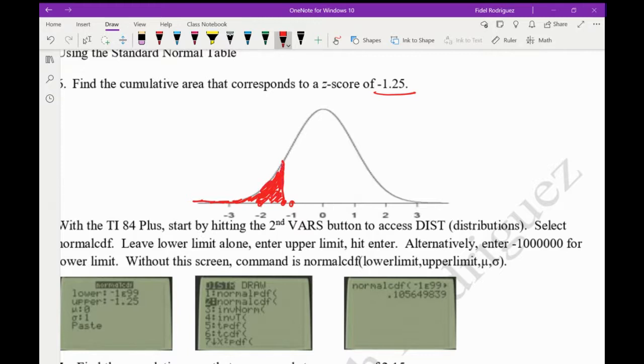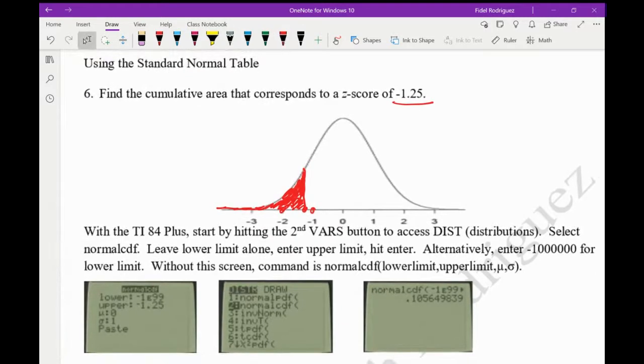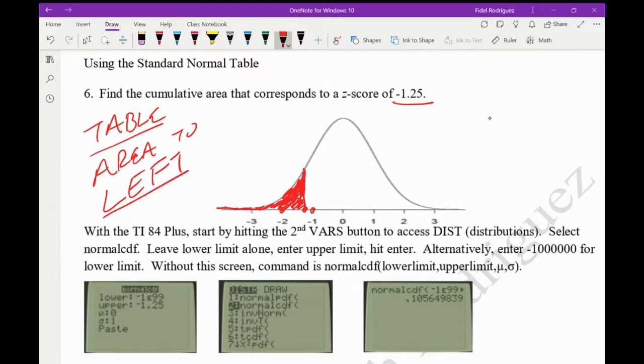And so there's two ways that I can do this. The first way is by using a table, okay? The one thing I want to make sure that we understand is that when I use the table, it's always going to tell me the area to the left. It's always going to tell me the area to the left, okay? So when the problem says find a cumulative area that corresponds to a z-score of negative 1.25, they're asking me, can you find the area to the left of the curve at negative 1.25?